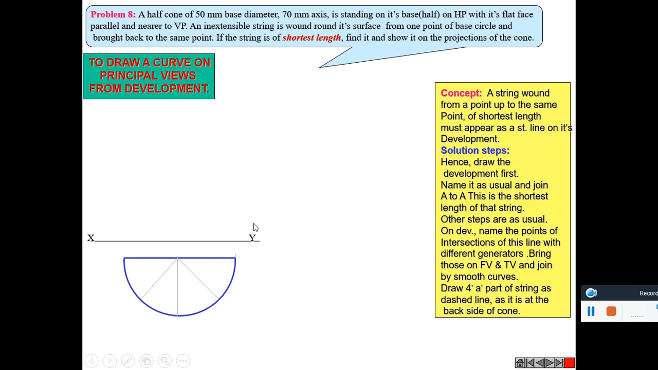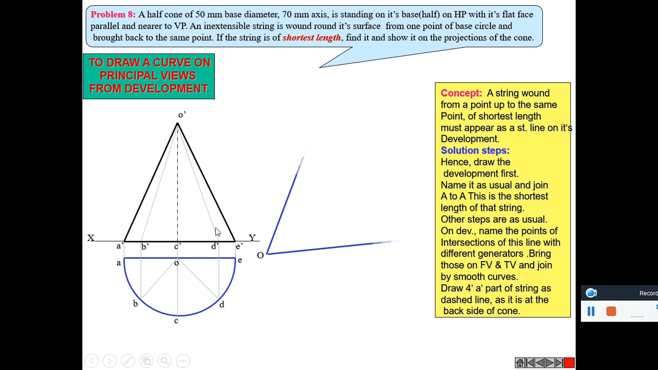So this is the half cone, half of the cone. Its base diameter is 50 millimeter and axis is 70 millimeter. It is standing on its half base with the flat face parallel and nearer to VP in this direction. So it is divided into 4 parts. It is projected upwards and the front view is drawn.